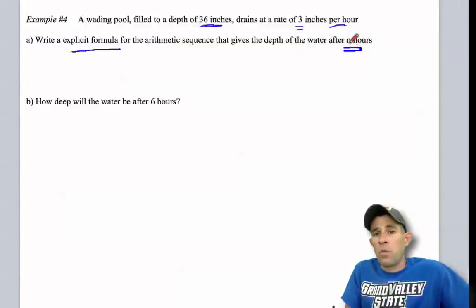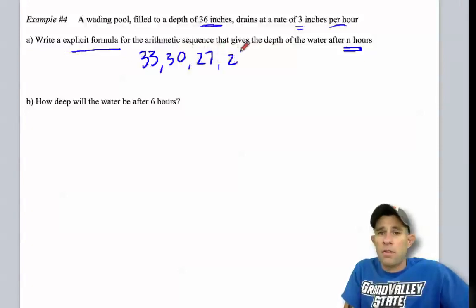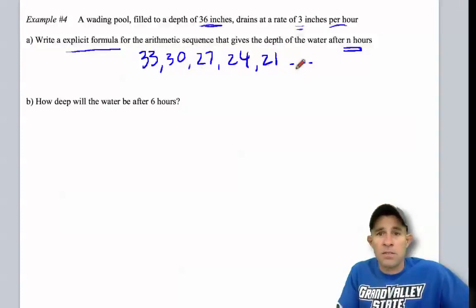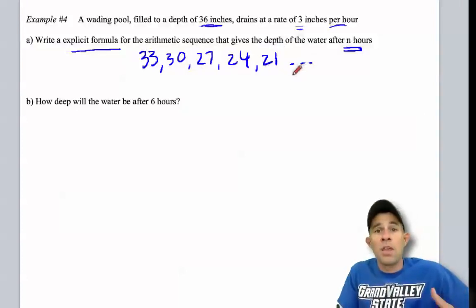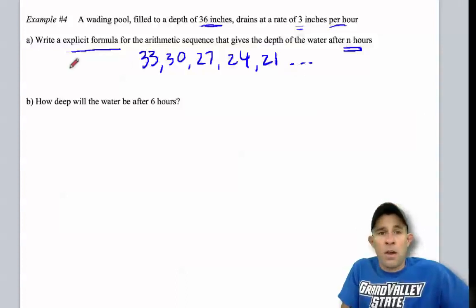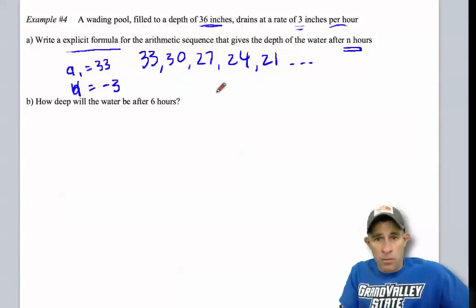First term would be 1 hour. So after 1 hour, it should have a height of 33 inches. 2 hours would then be 30, 27, 24, 21, and you get the idea. Our constant rate of change here is a negative 3. So our first term now is 33. Our constant rate of change here is negative 3, and we can now write our explicit formula.